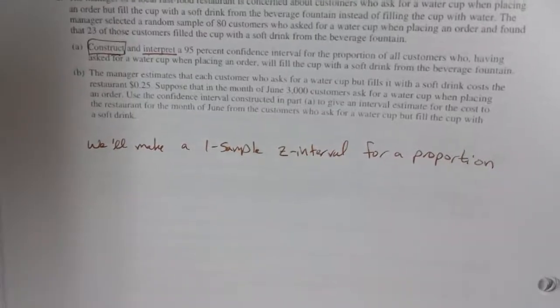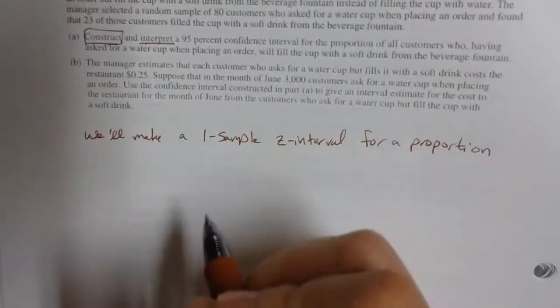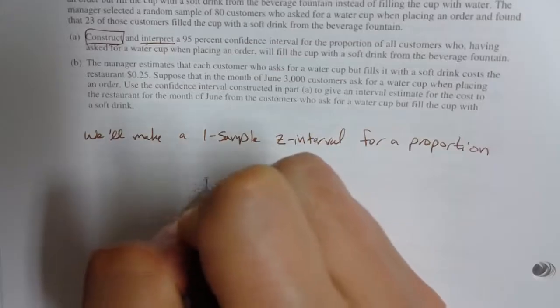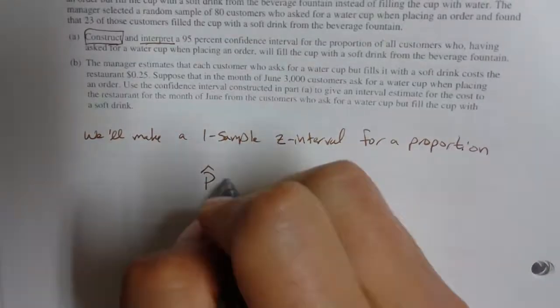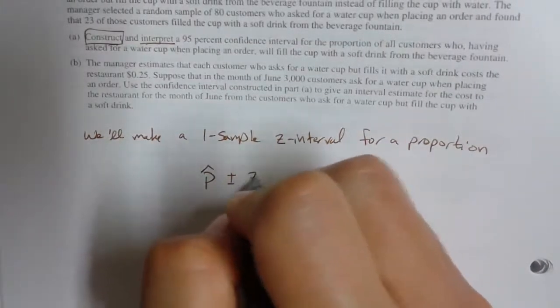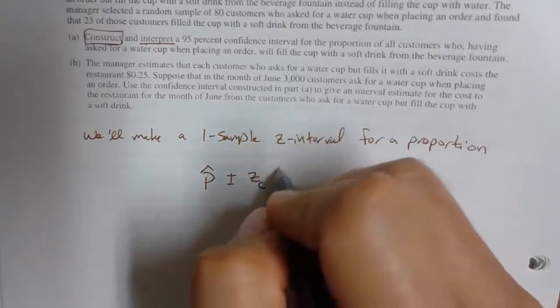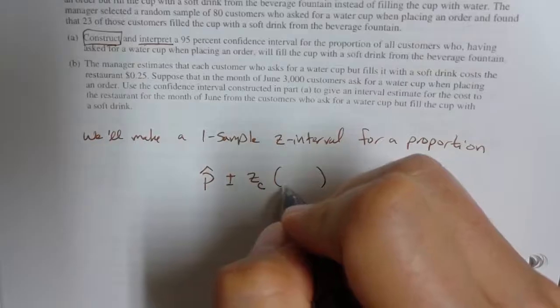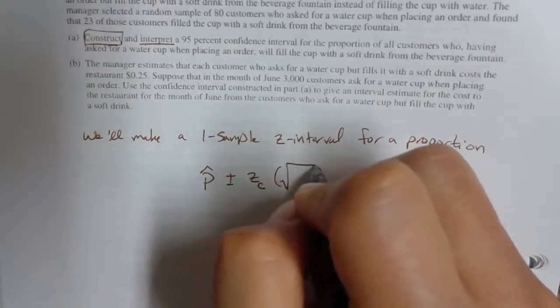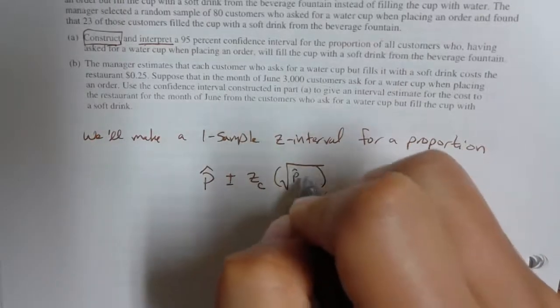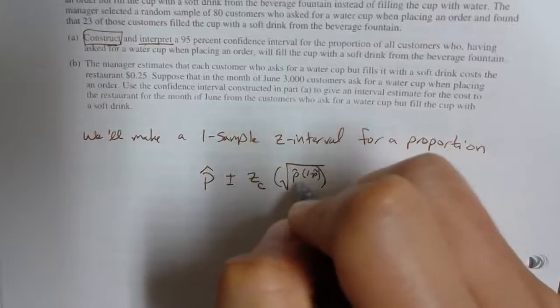And the formula for a confidence interval for a proportion is going to take our sample proportion. We'll add and subtract some critical z-score, and we have to multiply that by the standard deviation, which is the square root of p hat times 1 minus p hat over n. I probably should have made that a little bigger.